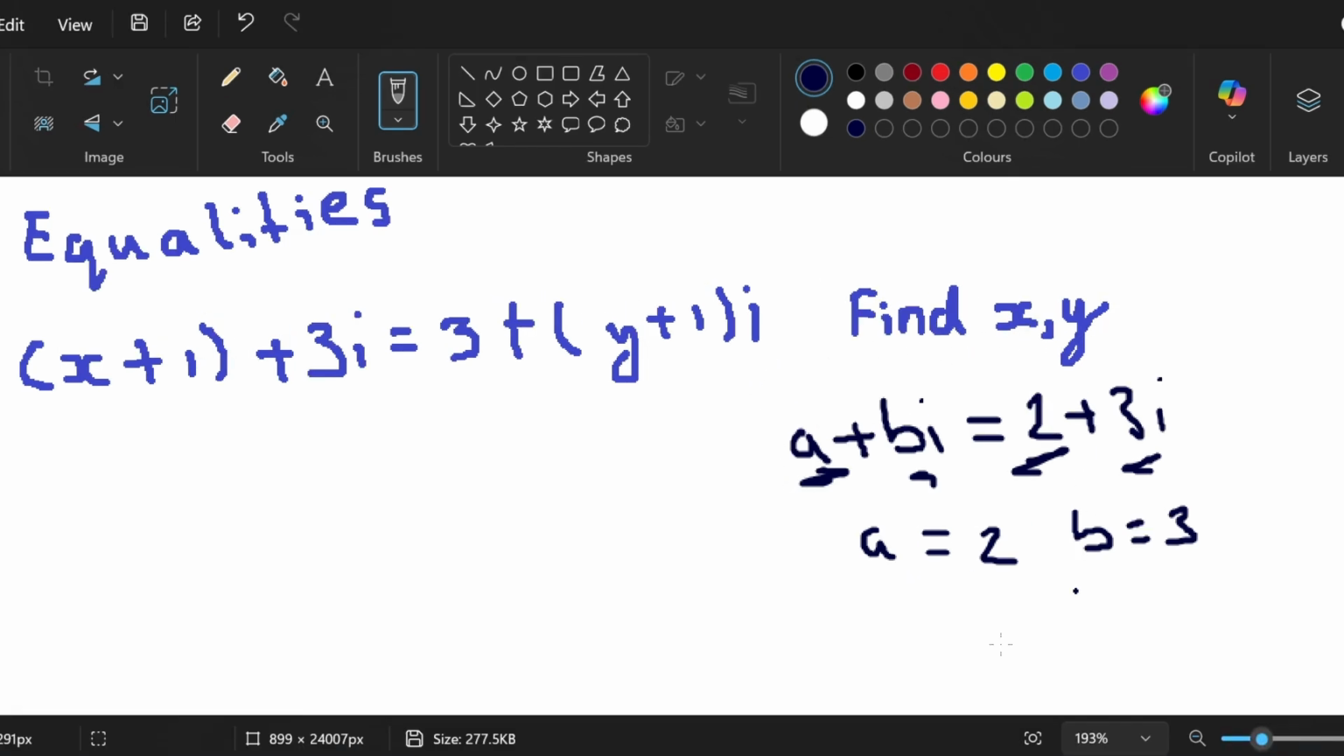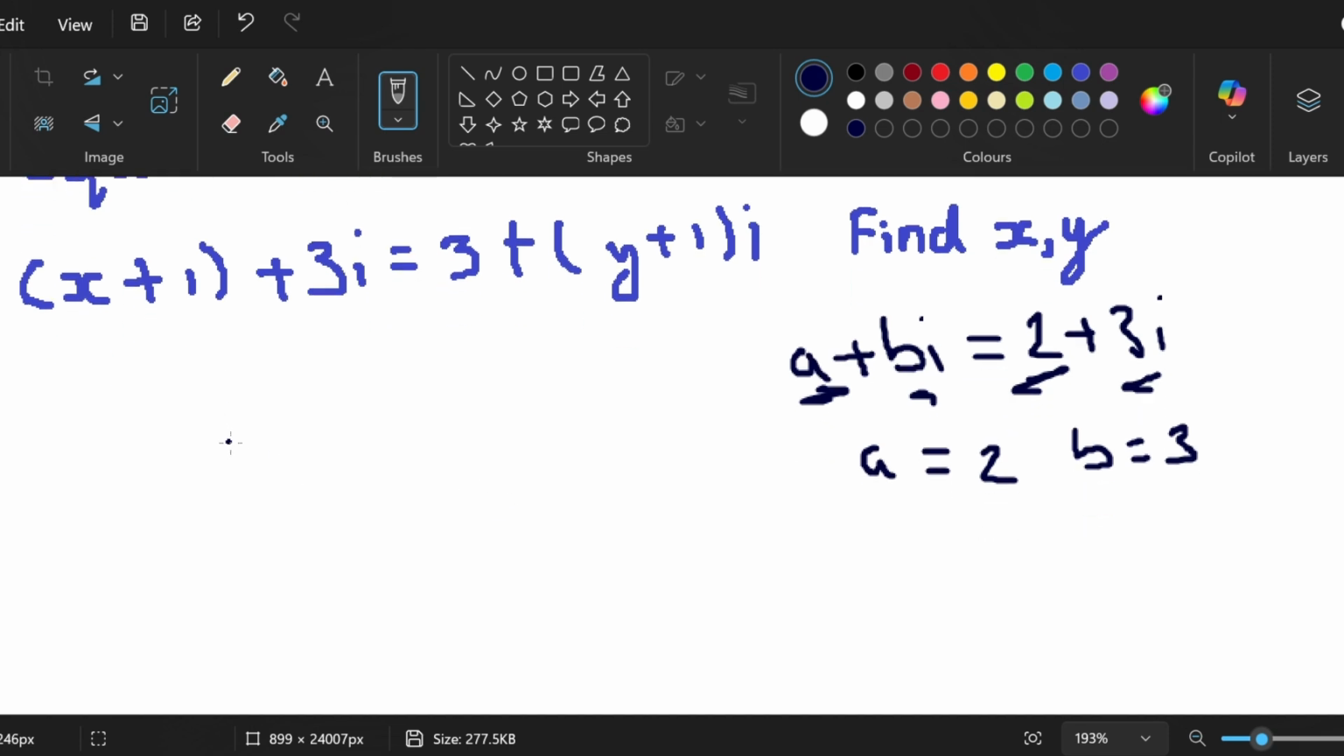But this works just like the example here, where the real parts are going to equal the real parts, and the imaginary parts are going to equal the imaginary parts. So if I want to equate my real parts, I'm going to look through this for everything that doesn't have an i. So on this left-hand side, I have x plus 1 plus 3i. So on the left, I'm going to get x plus 1. And on the right-hand side, I have 3 plus y plus 1 times i. Well, this y plus 1 is all times i, so all I have as a real part here is 3.